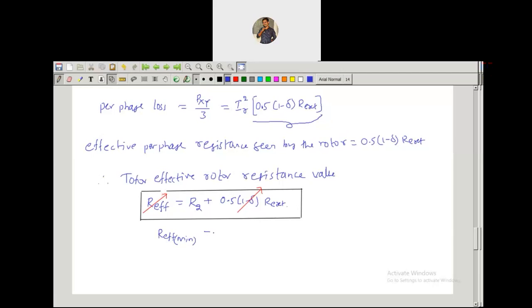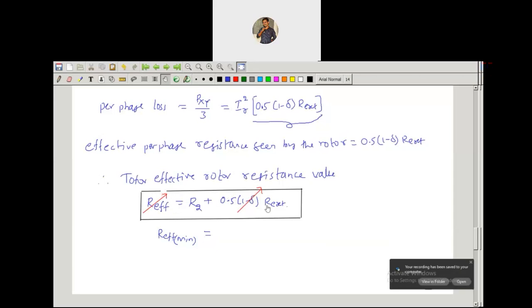R effective minimum can be written as follows. See, if I increase the delta value, what about this 1 minus delta? This value is going to decrease, so the total value is going to decrease, right? If I decrease the delta value, 1 minus delta is going to increase, so the total value is going to increase. So if we increase delta, the value decreases; by decreasing delta, the value increases.